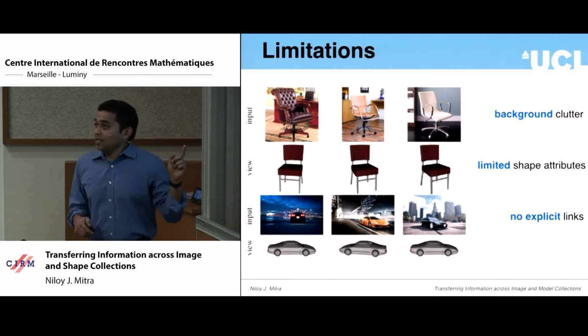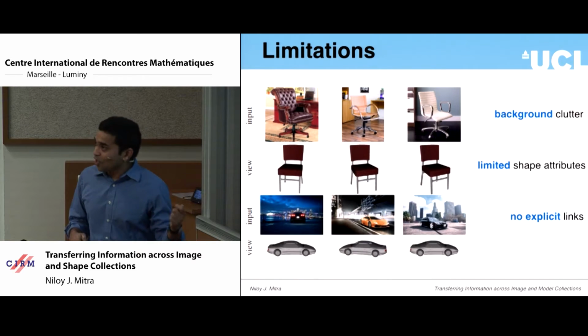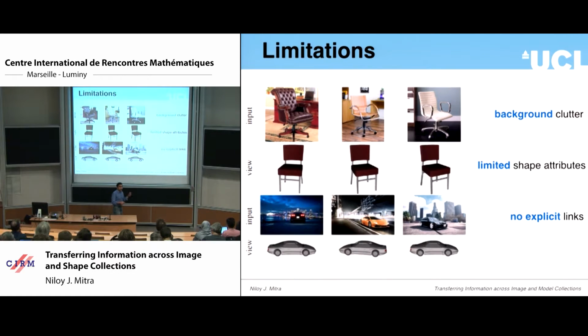No explicit links. So this is an advantage, but this is also a disadvantage. If you want to do some part level edit, you can't do it with this level of abstraction. And in this work, we only did 1D view. You can extend it to 2D view now that we have more rendering power.